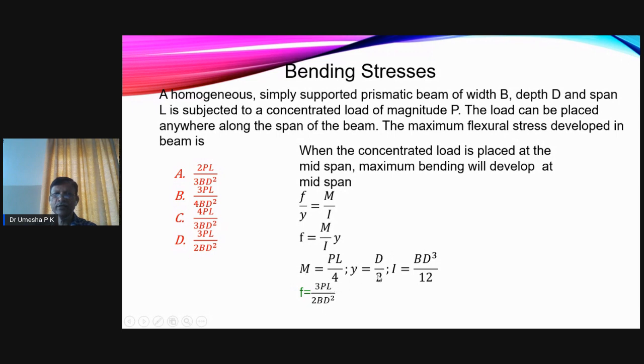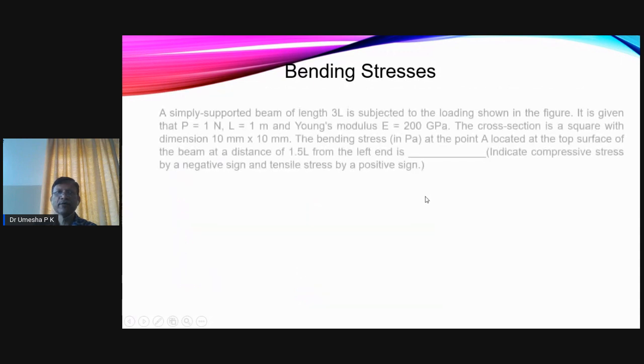So Y is equal to D by 2, I is equal to BD cubed by 12. Substituting all the things, you will get 3PL divided by 2 BD square. So option C is the correct answer. What you have done here is that we only need to know where the maximum moment will occur in the simply supported beam. For a constant load, if we give UDL, it will be different, and we have to calculate the maximum bending moment accordingly. Okay, we will take another problem.